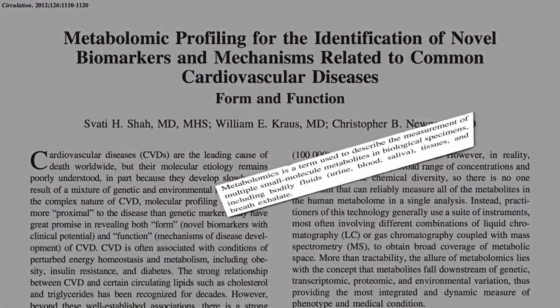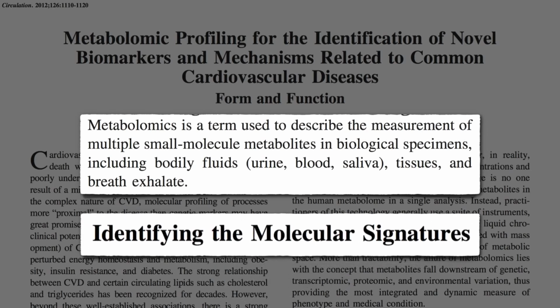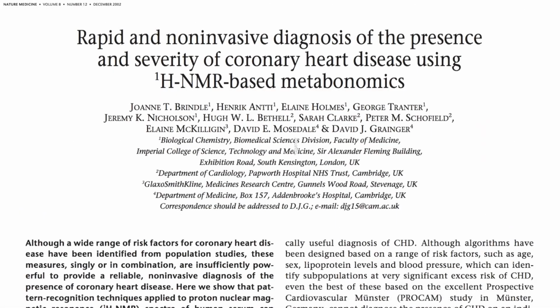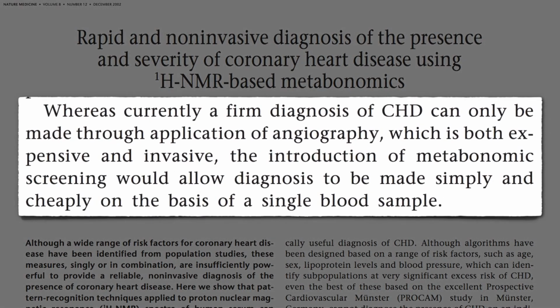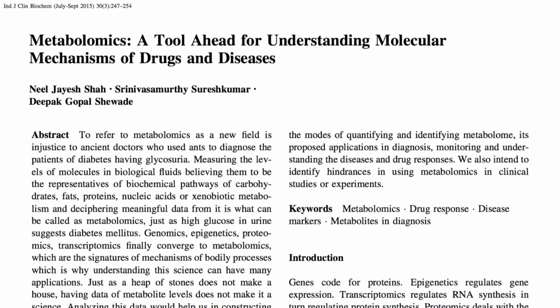Metabolomics is a term used to describe the measurement of multiple metabolites in biological specimens, like bodily fluids, with the goal of identifying molecular signatures. For example, if you compared the metabolic profile of those with severe heart disease to those with clean arteries, maybe we could come up with a cheap, simple, non-invasive way to screen people. If heart patients happen to have something in their blood that healthy people didn't, we could test for that. And maybe it would even help us understand the mechanisms of disease.